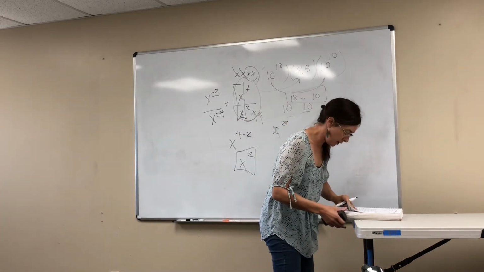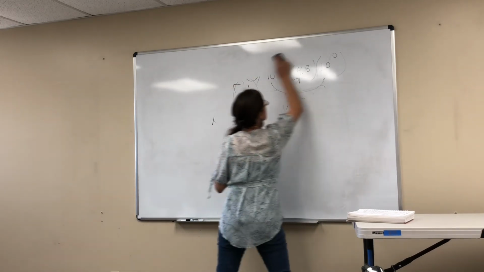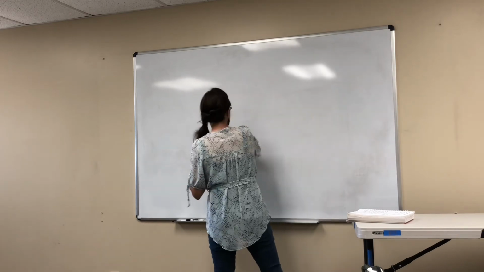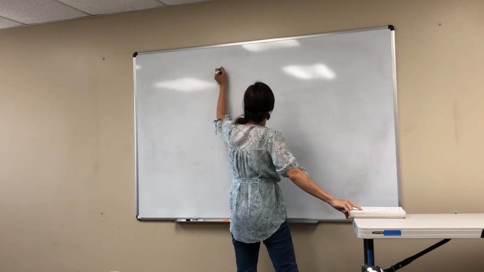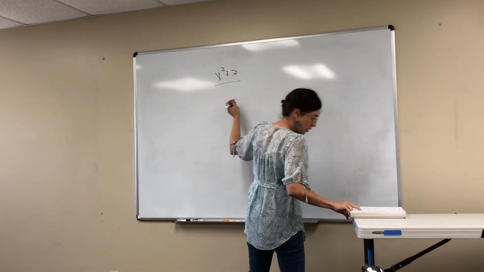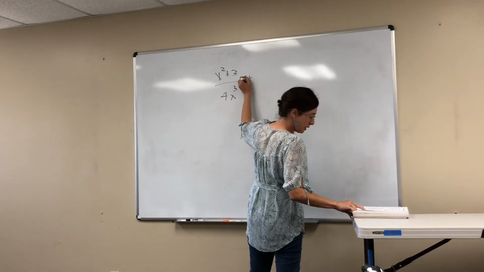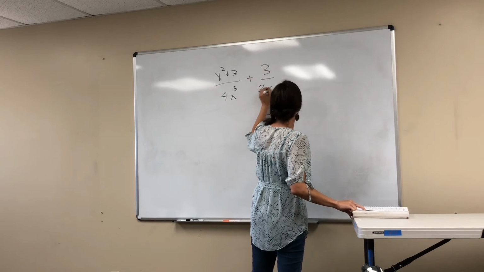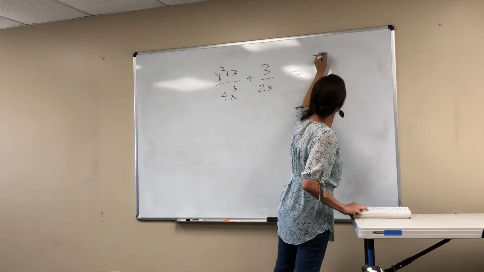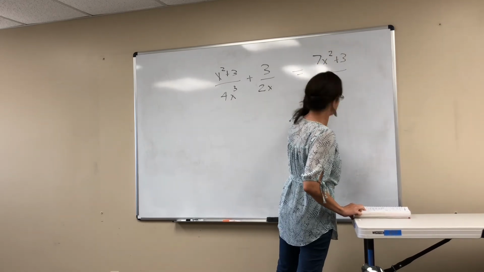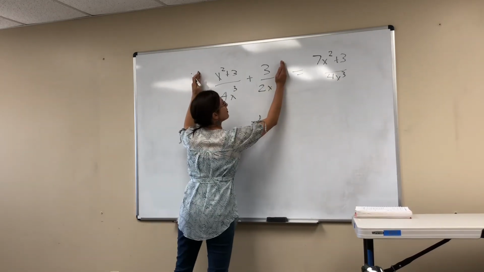Let's look at one more. This one uses all of the steps that we've been learning. We're going to combine them all together. So I have x squared plus 3 over 4x cubed plus 3 over 2x. We want to know if that equals 7x squared plus 3 over 4x cubed is what they're asking.